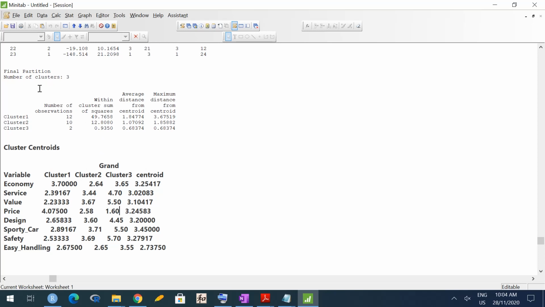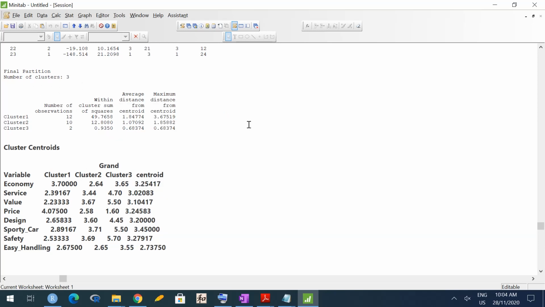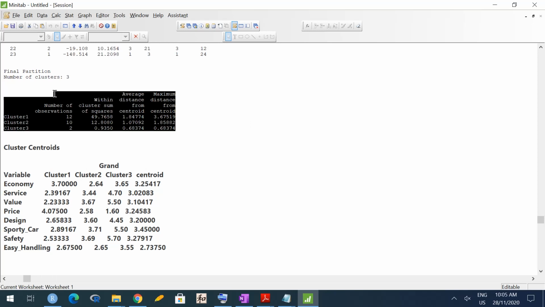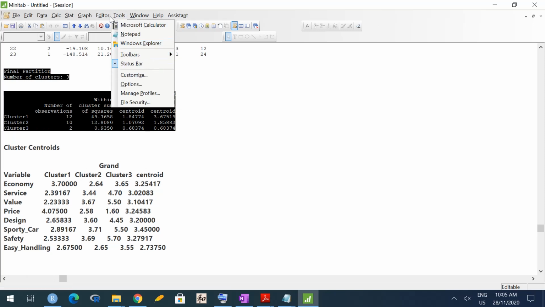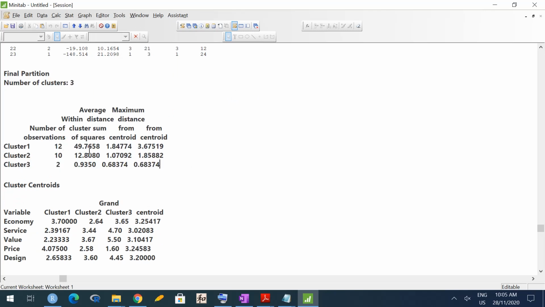Okay, so this is how you do cluster profiling, and this cluster profiling part is common to both k-means as well as hierarchical. Okay, this is another important table. So here we get the number of observations in each cluster, then within cluster sum of squares, average distance from centroid and maximum distance from centroid.